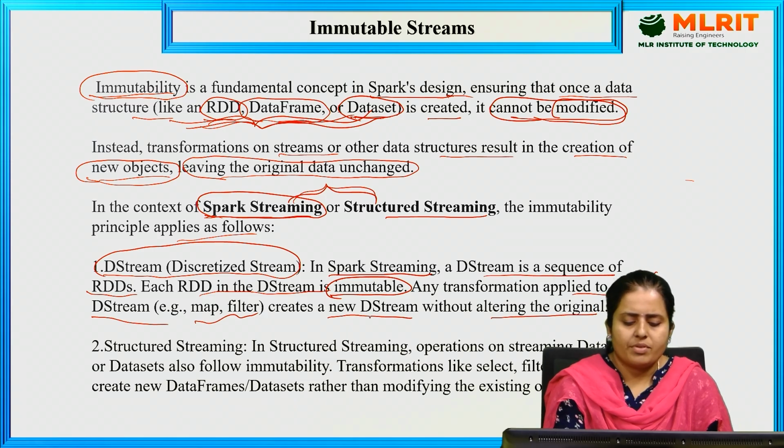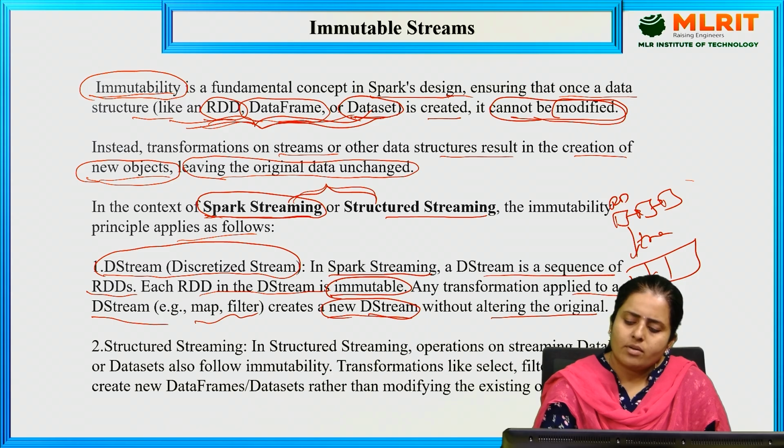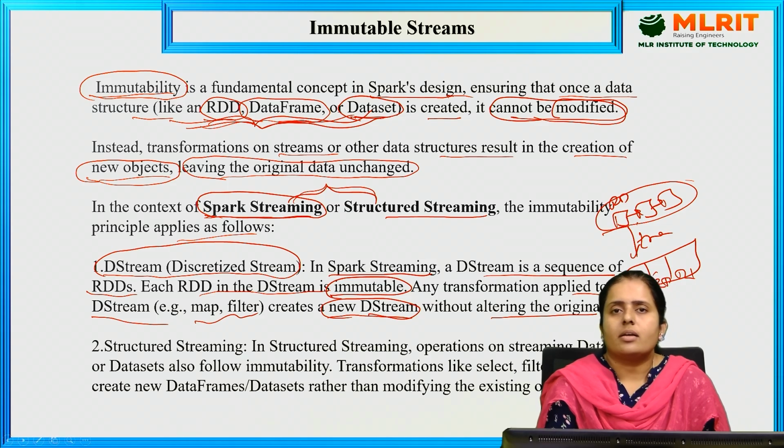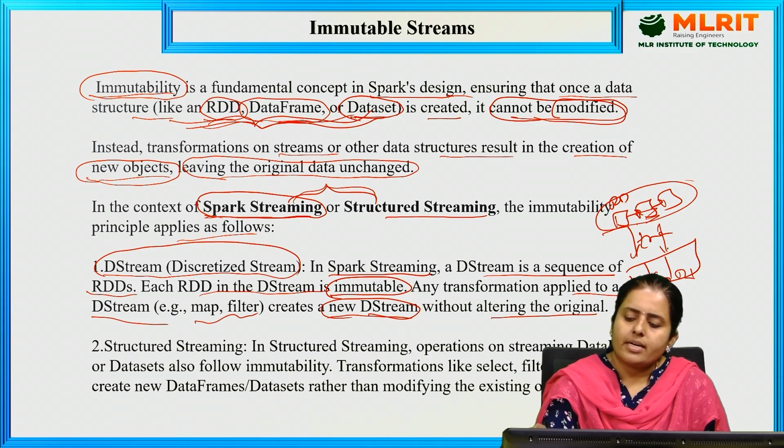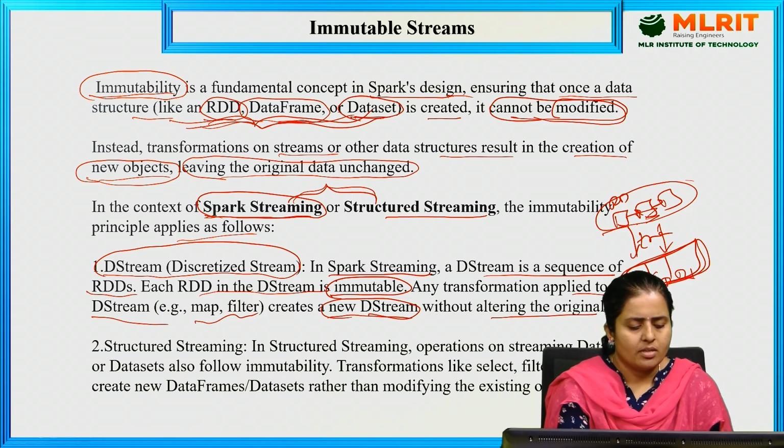Which means that if we apply transformation functions on existing RDDs, another D-stream is automatically created with the data as new objects. Instead of changing the content or changing the RDDs, it will create a new RDD or a new D-stream. Collectively, a D-stream it will create. Now let's move on to the structured streaming concept.